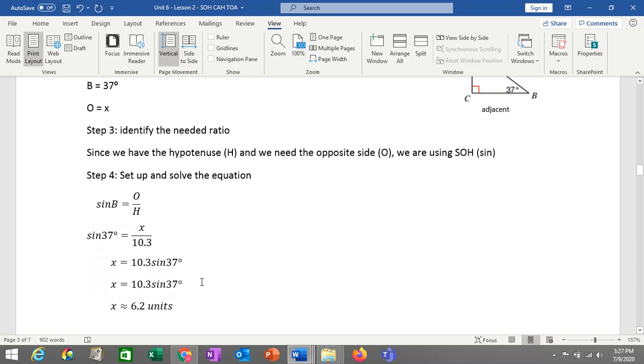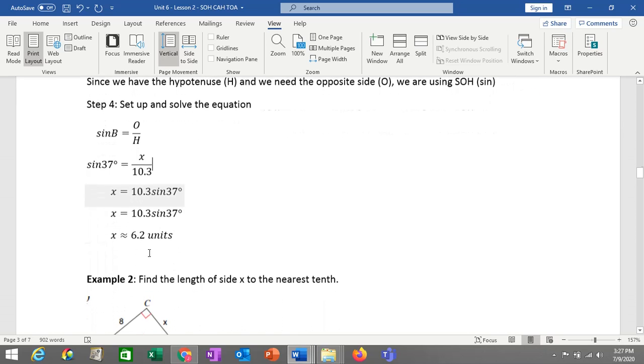And you will then do this on your calculator. So 10.3 times sine of 37, again, making sure your calculator is in degree mode, should give you an answer of 6.2 units, approximately. You will need to round it. Most of the time when you take a sine or a cosine or a tan, you get an irrational number that's not very nice. So probably you're going to have to round it.